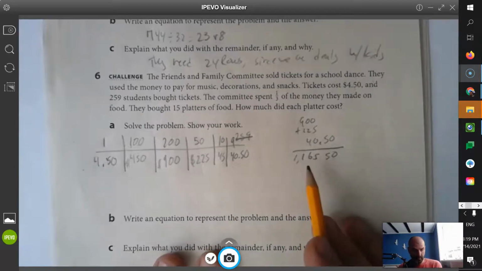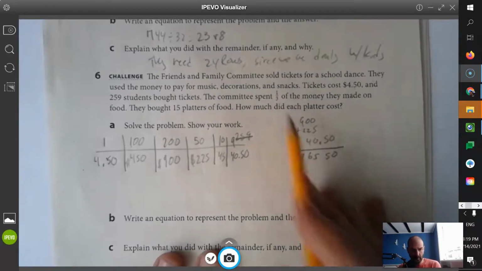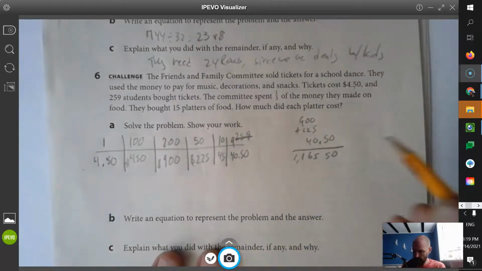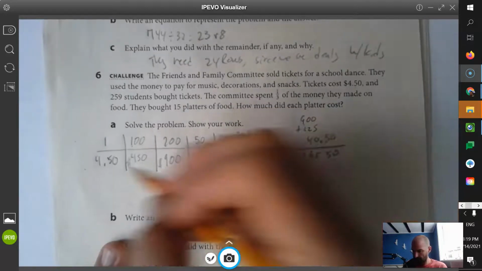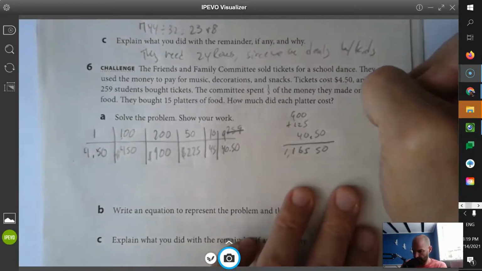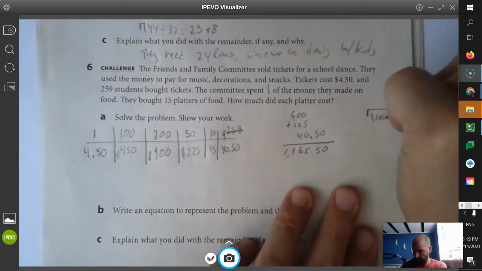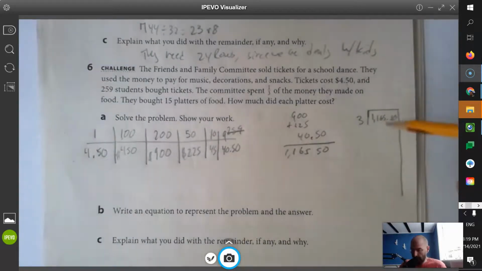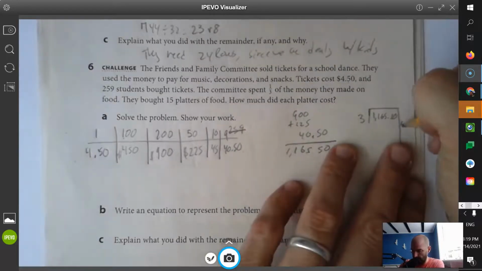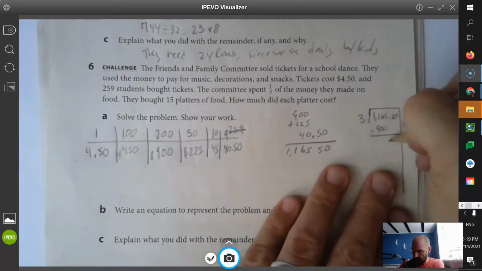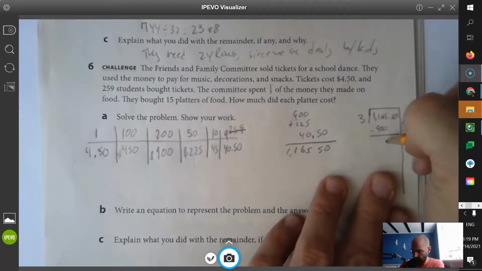1/3. Okay, so they split this up. So 1/3 of that is... Man, I'm running out of room here. So if I have 1,165.5 divided by 3, how do I get to 1,000? 300 gets me to 900. And then I'll subtract. So I still have 50 cents over here.